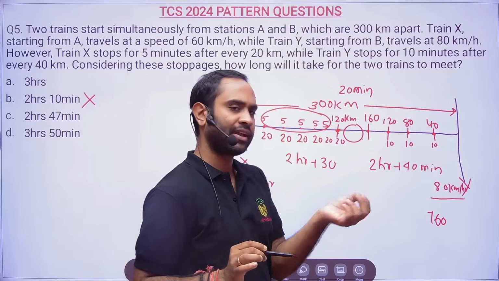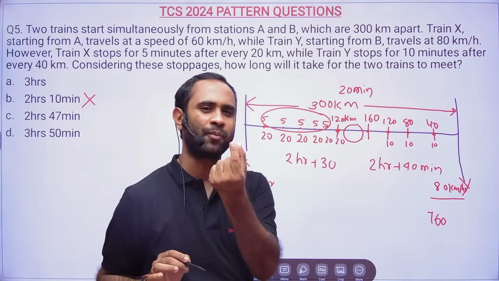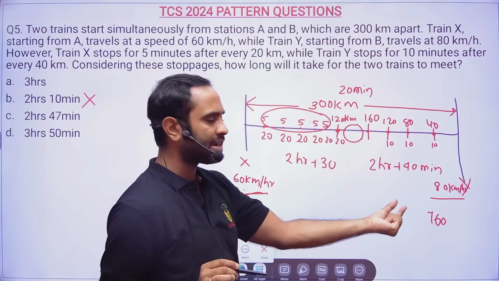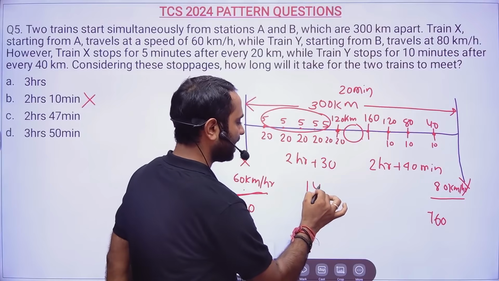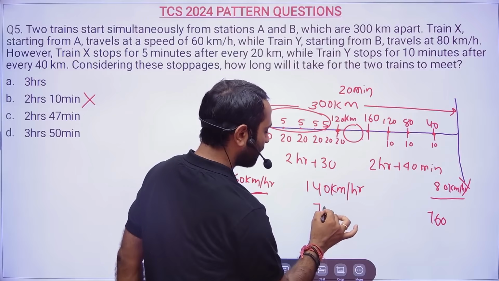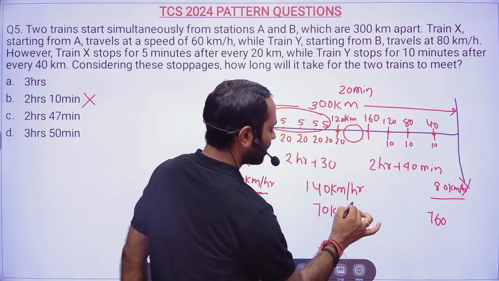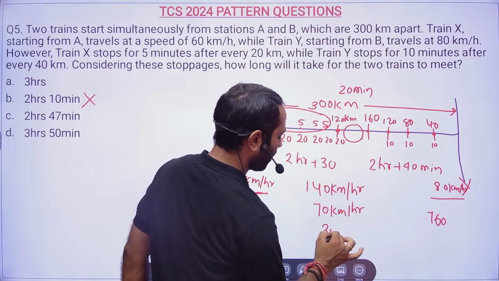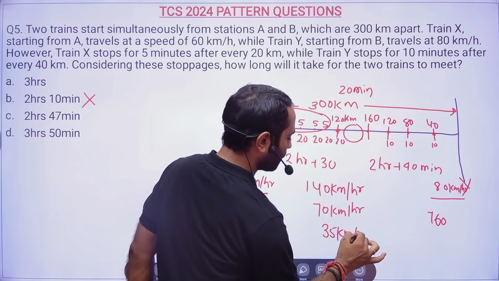Now friends, think how much they have to cover: just 20 kilometers. And for 20 kilometers, their relative speed is 140 kilometers per hour, right? So half an hour, 70 kilometers. 15 minutes, 35 kilometers, right? Both have to cover just 20 kilometers.